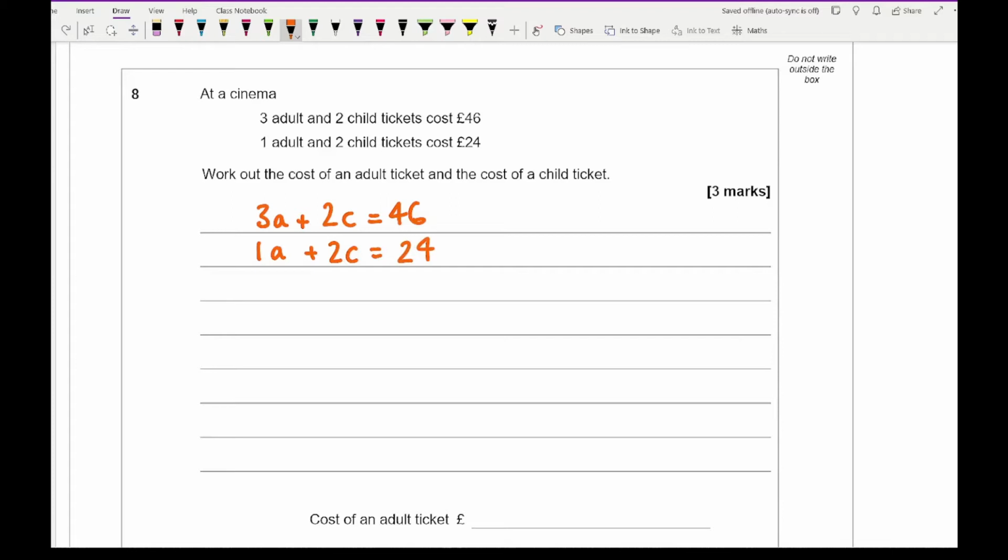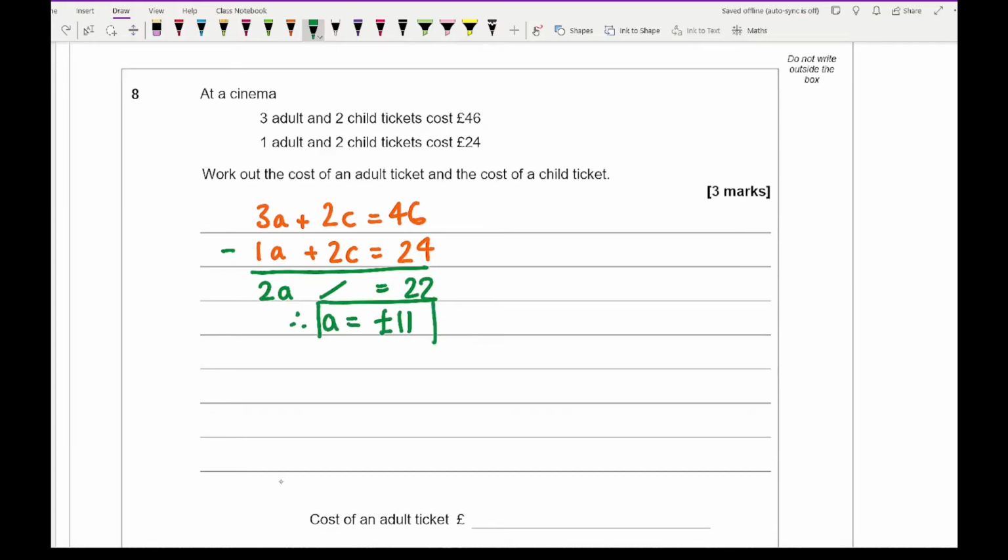So now we want to check to make sure we've got either the same number of A's or C's. Here we've got the same number of C's, so I don't need to do any multiplying. So then I check, are the signs of the C's the same? Yes, so we take away. So taking away, I get 2 adult tickets is going to cost the difference between 46 and 24, which is 22. So therefore 1 adult ticket is going to cost £11.